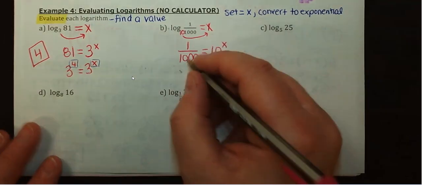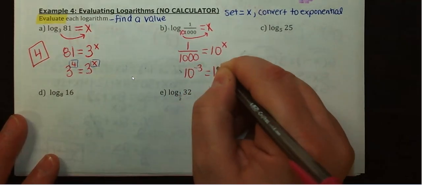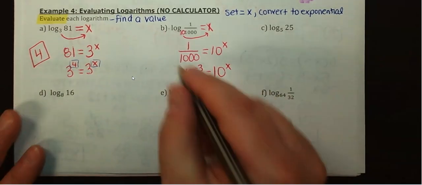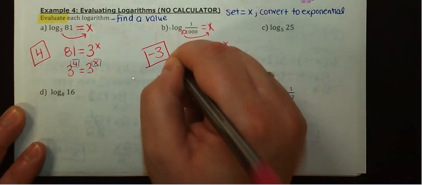There you go. This would be 10 to the negative 3. And so then to make that, both of them are 10, the exponents have to be equal, so negative 3 would be my answer here.